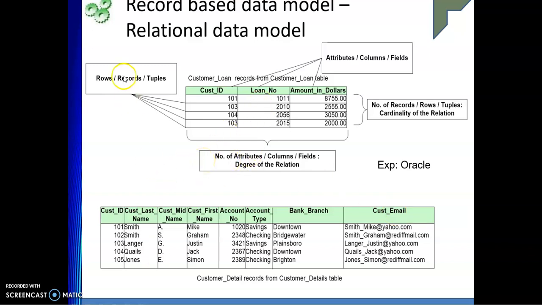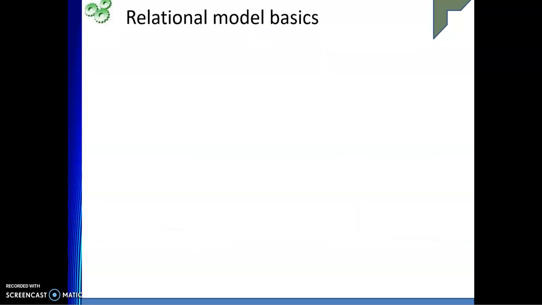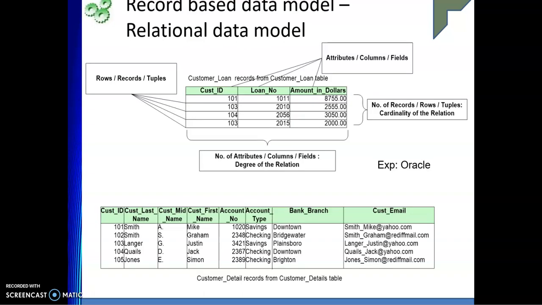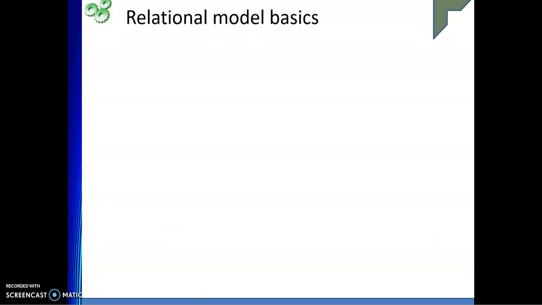In here, an entire table is called a relation, and mostly we don't call them rows and records. We call them tuples, and we simply talk about attributes and columns. One example of a relational data model is Oracle. We next move to the relational model basics.